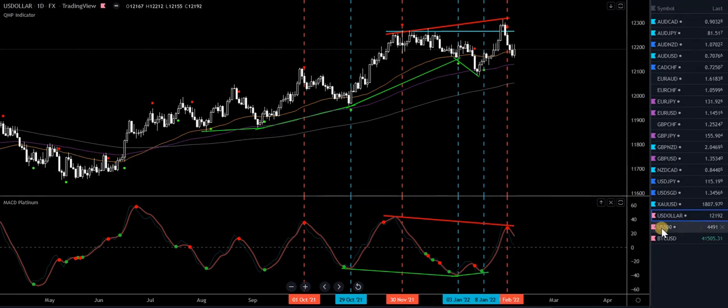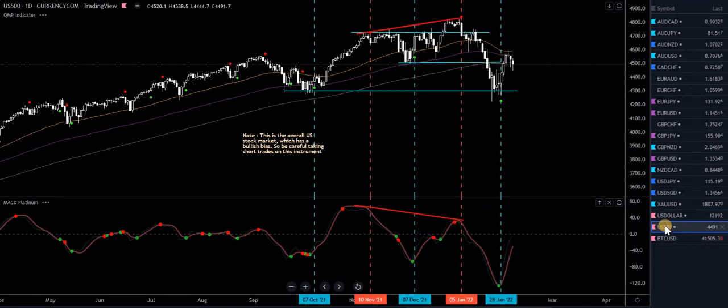US 500, which is the US stock market. We had this low here. If you remember, I drew this line last week. Came down, didn't break this low here, which has showed pretty good support. And it's bounced up nicely, gone back up towards the MAs. Now, it looks like it's starting to roll over again later in the week.